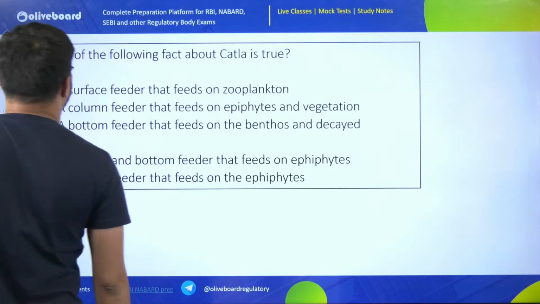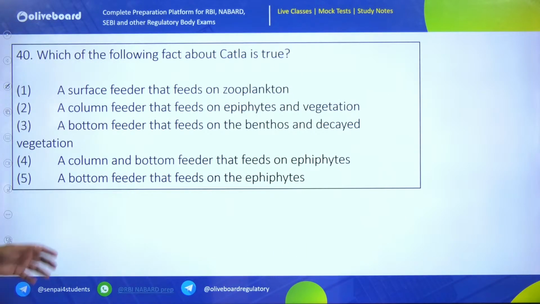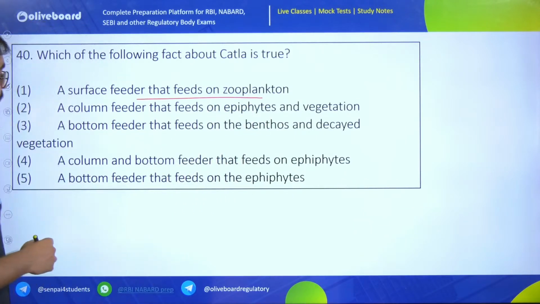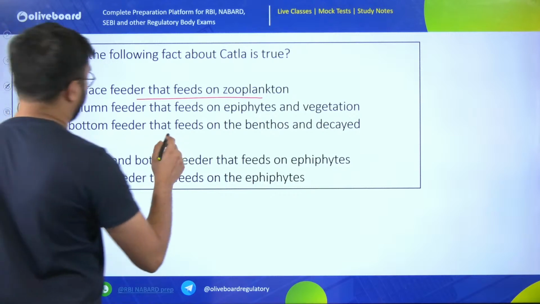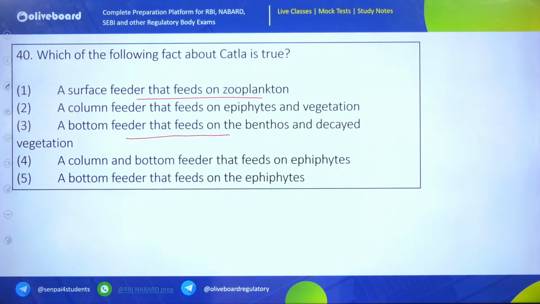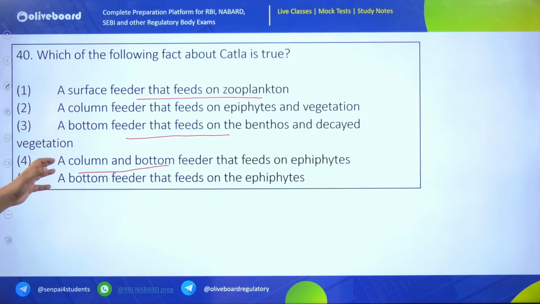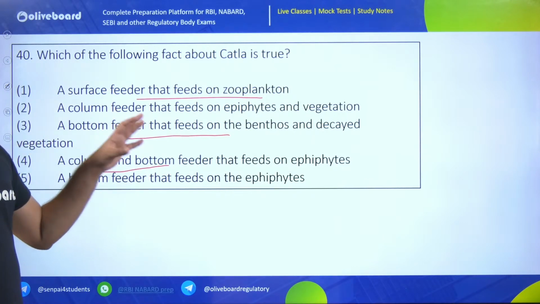Okay, next, which of the following is a fact about catla that is true? A fact about catla is given, which is true, we have to find. The surface feeder that feeds on zooplankton, column feeder that feeds on epiphytes and vegetation, bottom feeder that feeds on benthos and decayed vegetation, column and bottom feeder that feeds on epiphytes, and a bottom feeder that feeds on epiphytes. We have to find which is true.